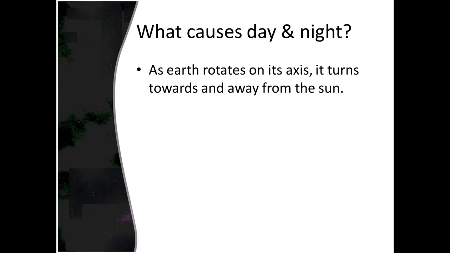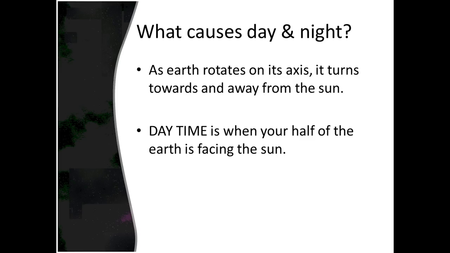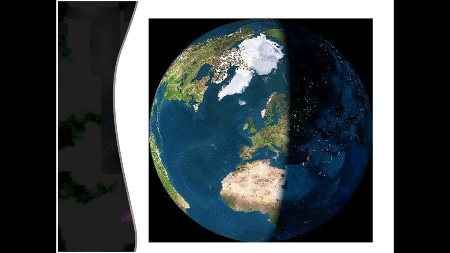Because of this, we experience what's called day and night. As Earth rotates on its axis, it turns towards and away from the sun. Daytime is when our half of the Earth is facing the sun, and nighttime is when our half of Earth is facing away from the sun. Here you can see a diagram or a picture of the Earth. The half over here is faced away from the sun. Therefore, they're experiencing nighttime. This half is facing towards the sun and experiencing daylight.